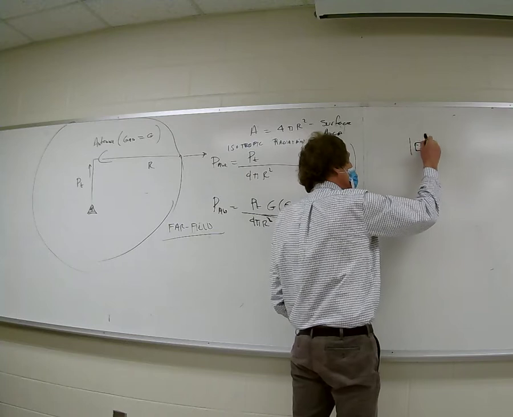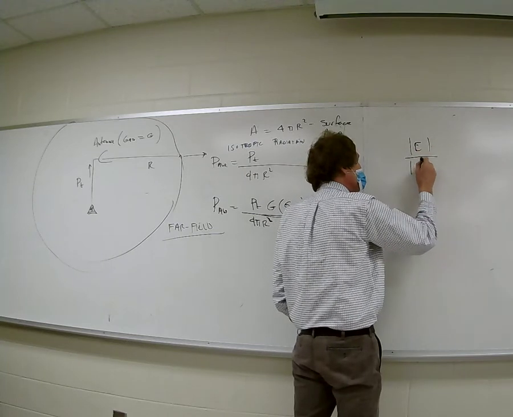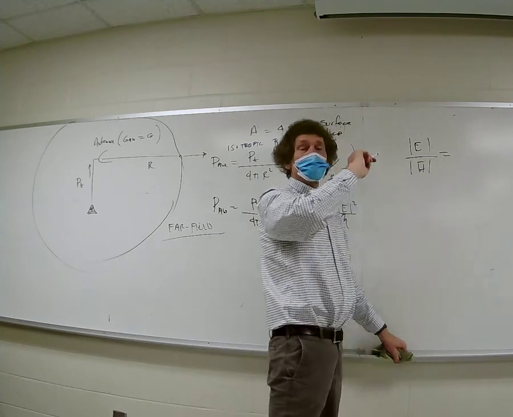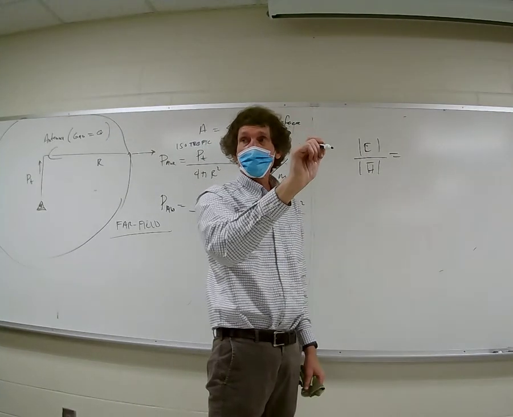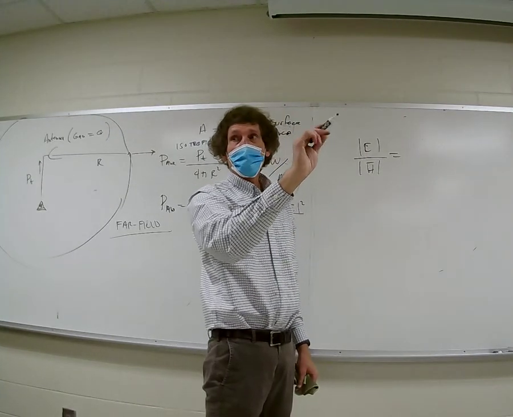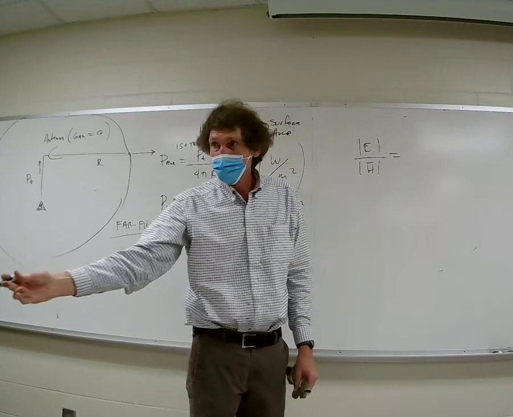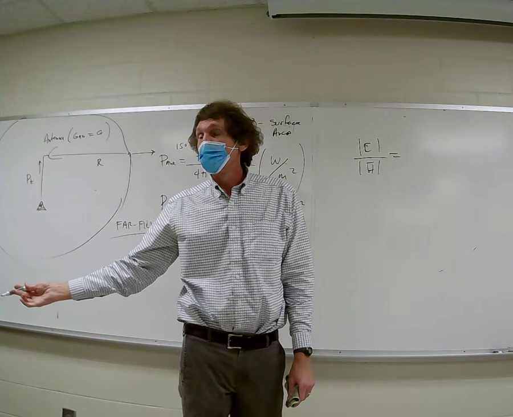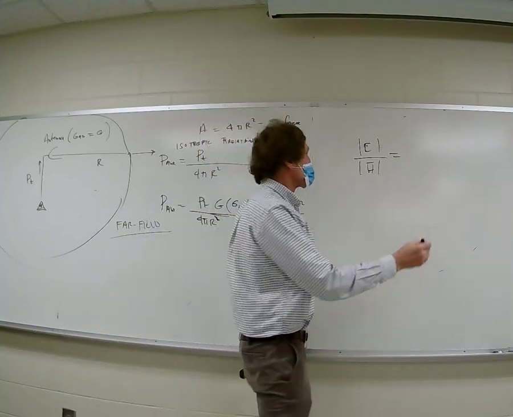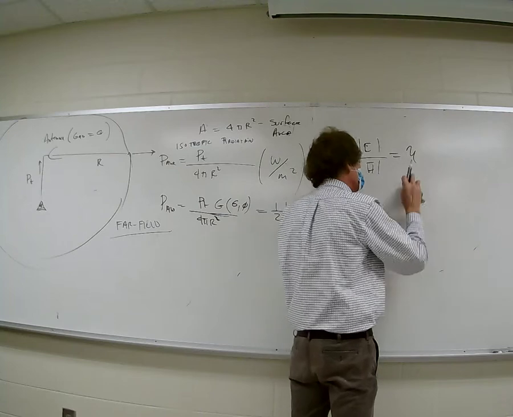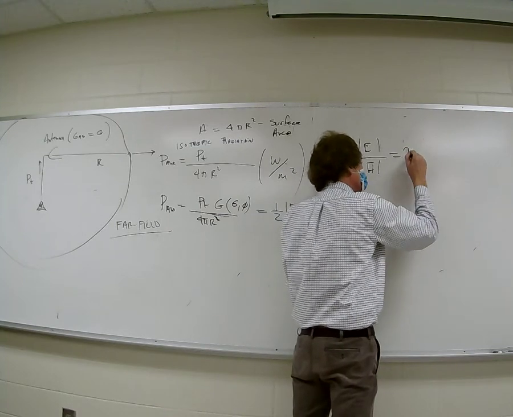Magnitude of E for a propagating wave over magnitude of H is equal to... what's the units of the E field? Volts per meter. Units of H, amps per meter, right? Volt over amp is ohms. Ohms, intrinsic impedance of free space. So it would be the intrinsic impedance of the region you're actually propagating in. Are you with me, class?